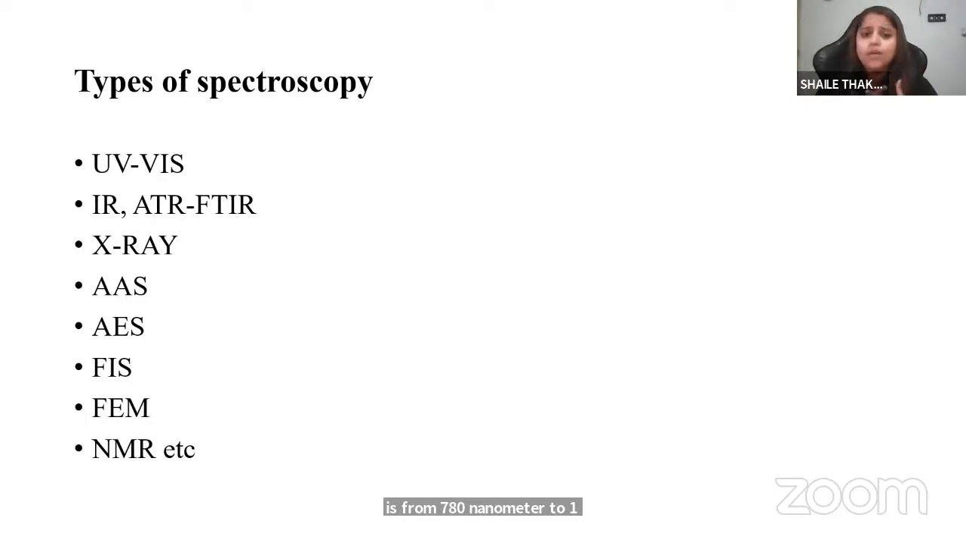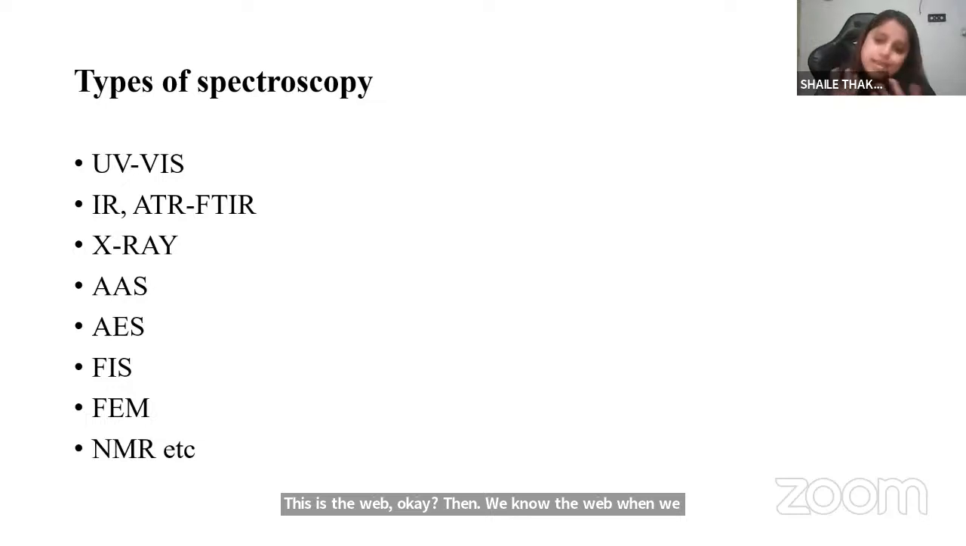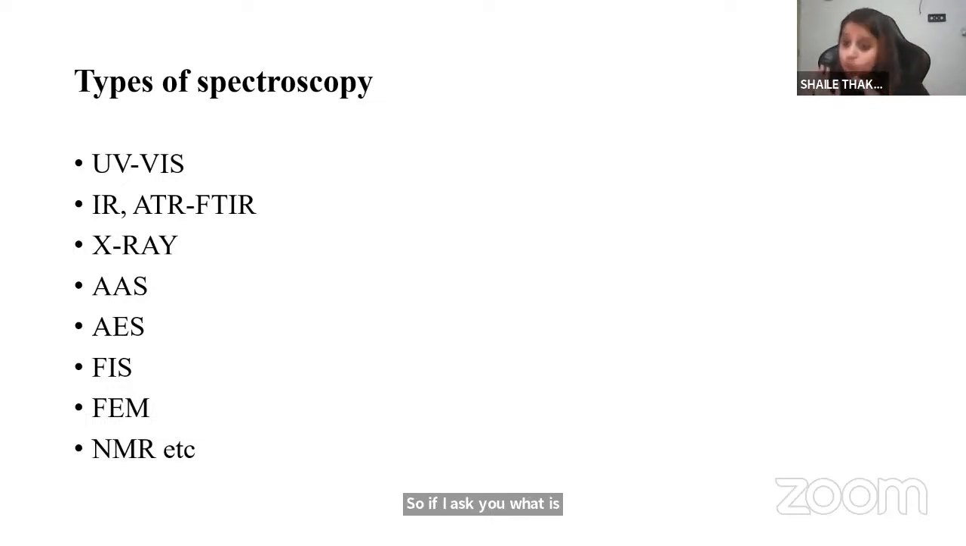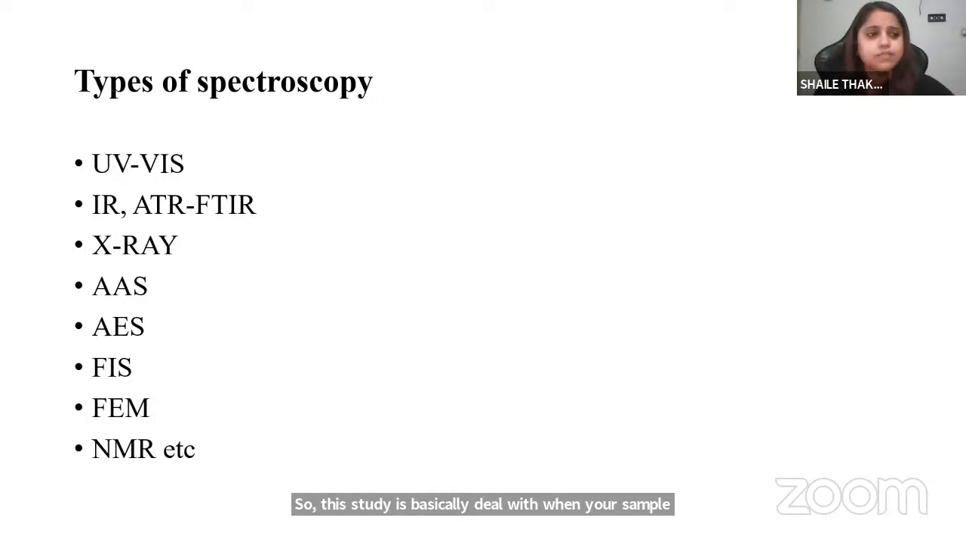Okay. When we know the wavelength, when we know what type of radiation it is. So if I ask you what is IR spectroscopy, of course that study is based upon the interaction of matter with IR radiation, with the IR range only, right? So this study basically deals with when your sample interacts with the IR radiation. It's known as your IR spectroscopy.